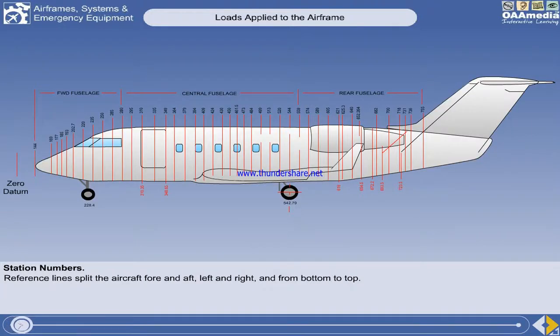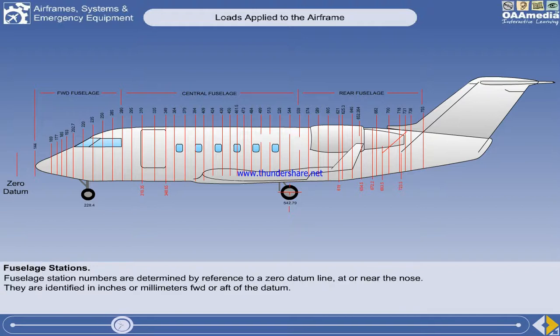A method of locating components on the aircraft must be established in order that maintenance and repairs can be carried out. This is achieved by using reference lines to identify positions fore and aft, left and right, and from top to bottom. Fuselage station numbers are determined by reference to a zero datum line, which is at or near the nose of the aircraft. On some aircraft, such as the one shown here, it is forward of the nose.